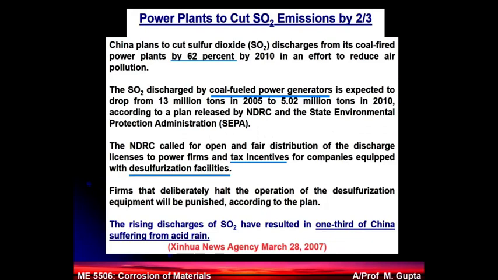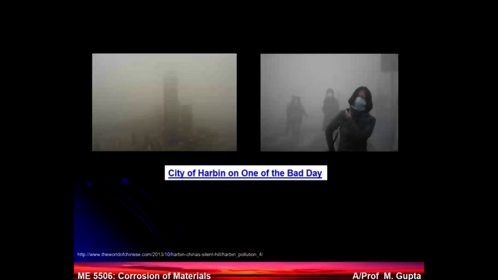In China, for example, they use a lot of power plants. Again, in most of the power plants, you use fossil fuel. And this news came in 2007 because they realized that one third of China is having acid rain. So again, the main source is the coal-fired power generators for the power plants. So the government also understood that, and they gave tax incentives and desulfurization facilities for the fuel to minimize this sulfur dioxide emission into the atmosphere.